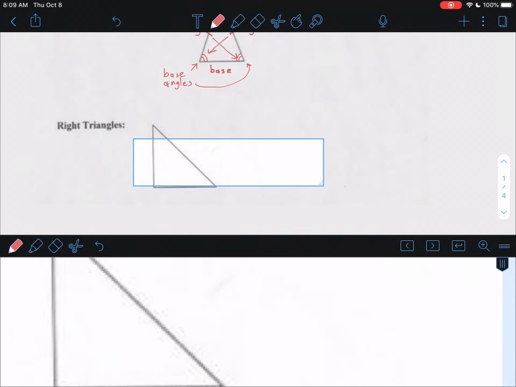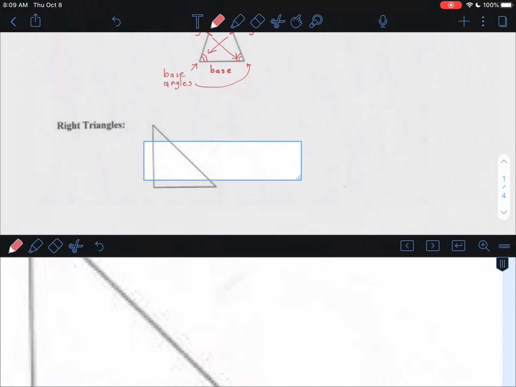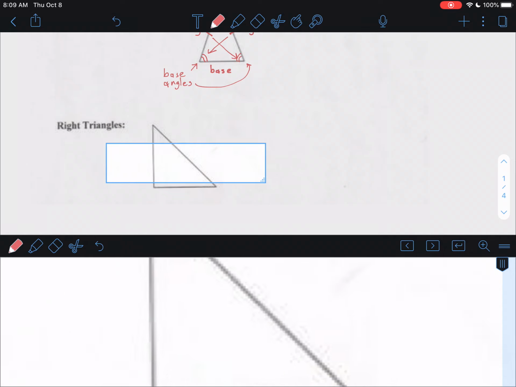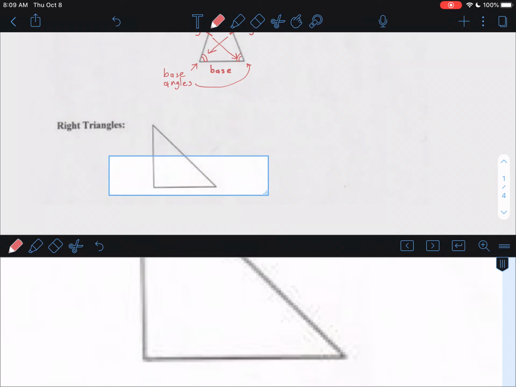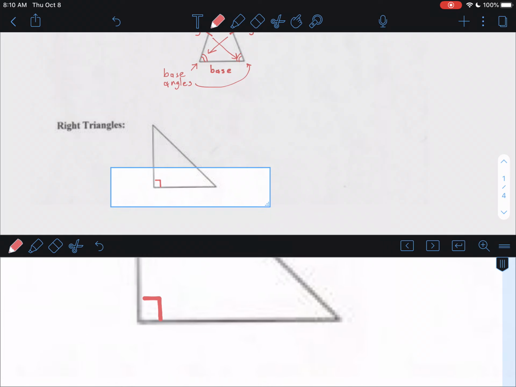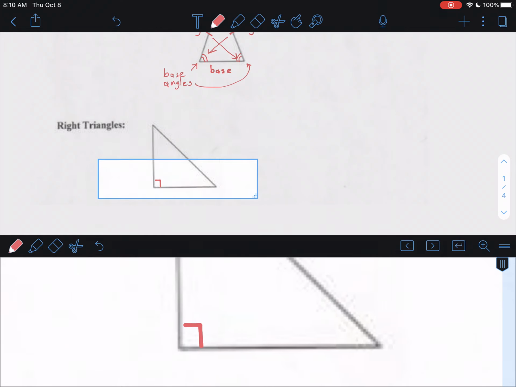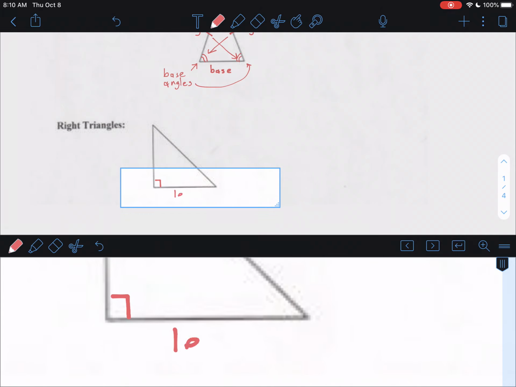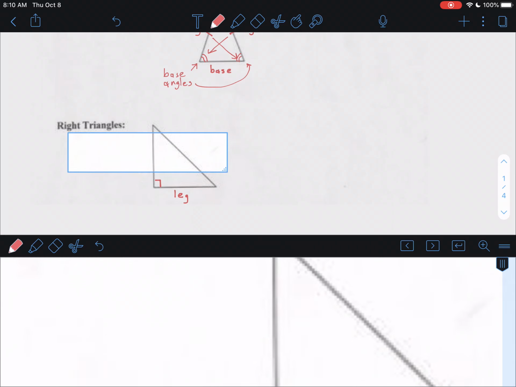All right, and then we have right triangles. And the vocab terms that go with right triangles, I don't know if you guys have learned this word that I'm about to teach you. So it's a right triangle, so first thing I'm going to do is mark it with the little square. And the two sides that are next to the right angle, these are both referred to as legs, yet again. So just like with the isosceles triangle, these are both legs. That's a leg, that's a leg.